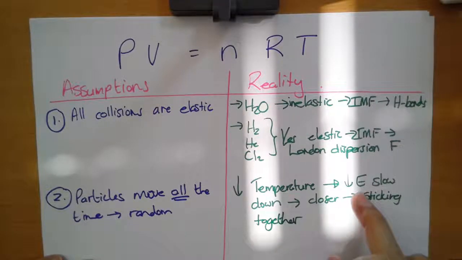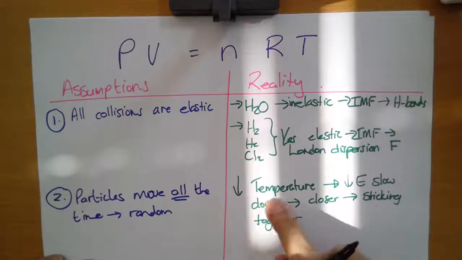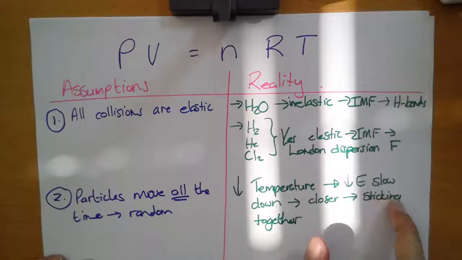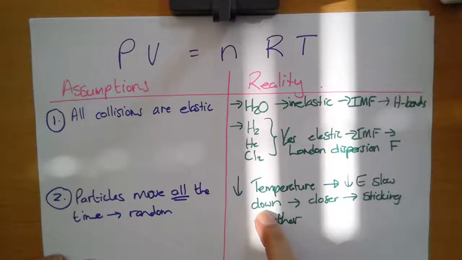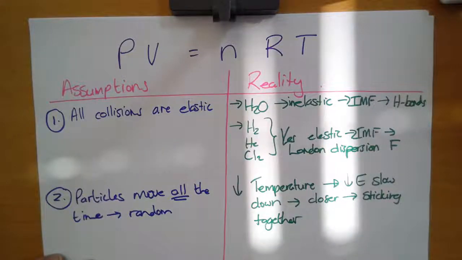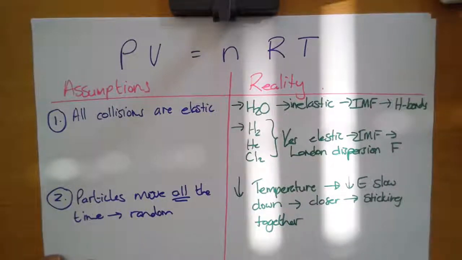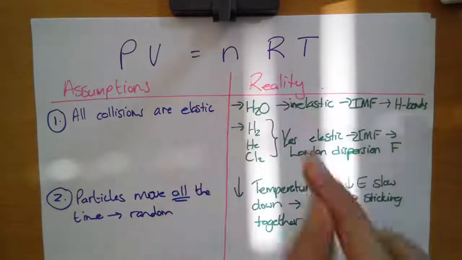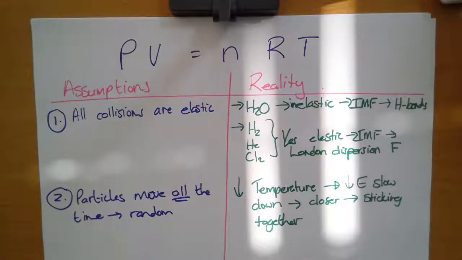E stands for energy. So if you decrease the temperature, you decrease the energy, the particles slow down, they get closer to each other, they start sticking together, which means you cannot apply this gas law if they are at a very low temperature. When the temperature decreases and you have very low temperatures, this gas law is not going to work, because the particles aren't ideal anymore. Okay? Any questions?